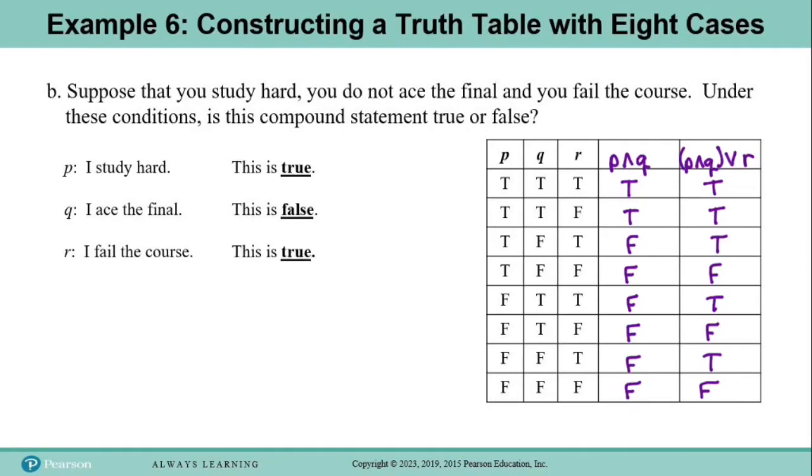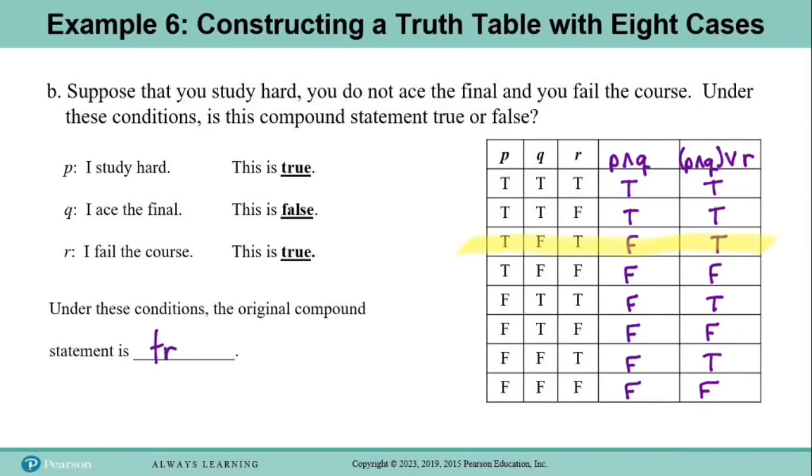And in this scenario, that statement is true. So let's go to the line where P is true, Q is false, and R is true. And that would be right here. P is true, Q is false, and R is true. And in that case, the compound statement was true. So under these conditions, the original compound statement is true.